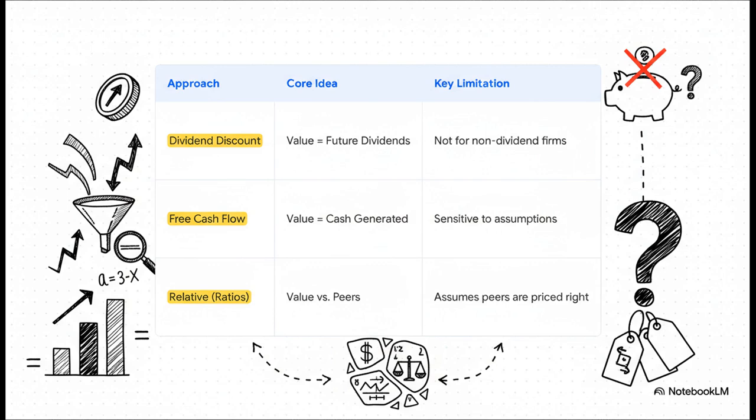As this table shows, each one has a potential fatal flaw. The dividend model is useless for firms that don't pay dividends. The cash flow model is incredibly sensitive to your assumptions about the future. And the ratios model just assumes the rest of the market has priced similar companies correctly, which could be a huge mistake. That's why a smart analyst never relies on just one tool. They use all 3 to build a kind of mosaic of evidence, looking for a consistent story.